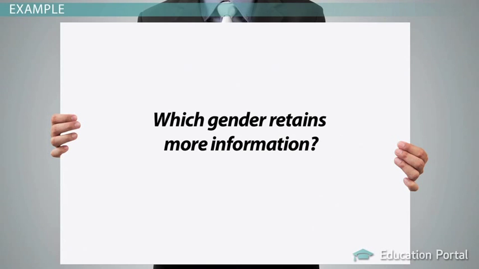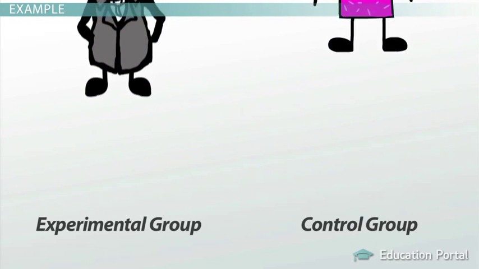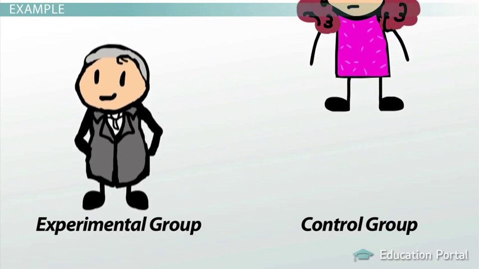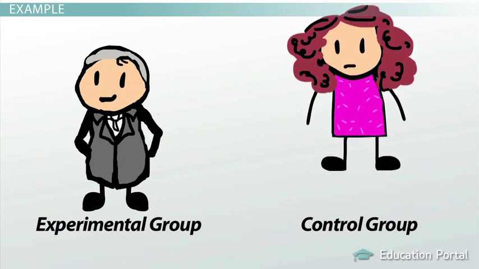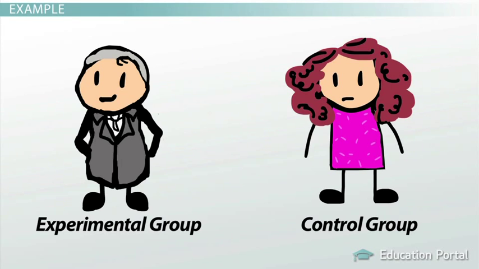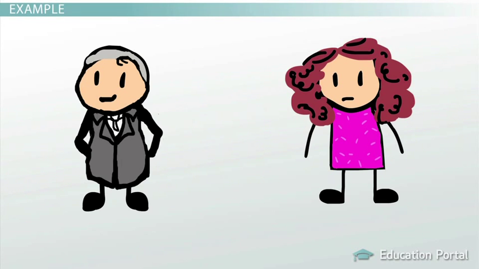Riddle me this, listener. Which gender retains more information? In a true experiment, you would assign a random group of participants to the experimental group while assigning the other group of participants to the control. But in an ex post facto experiment, we are trying to determine if there is a difference between the two genders. We can't assign a person's gender, so we're forced to work around this.